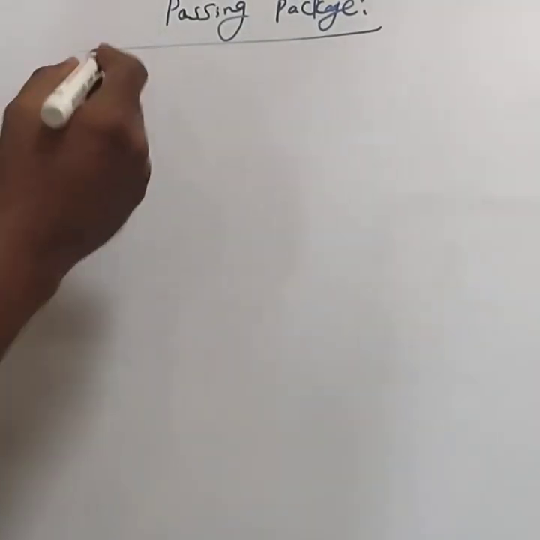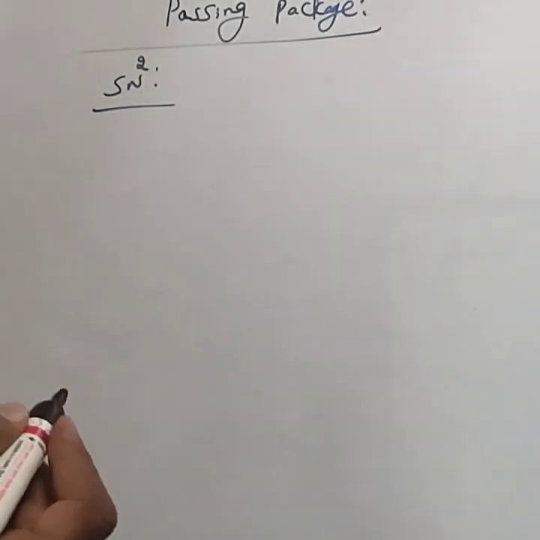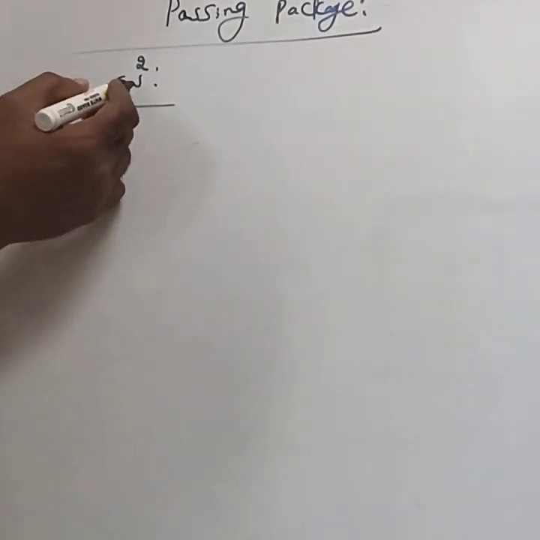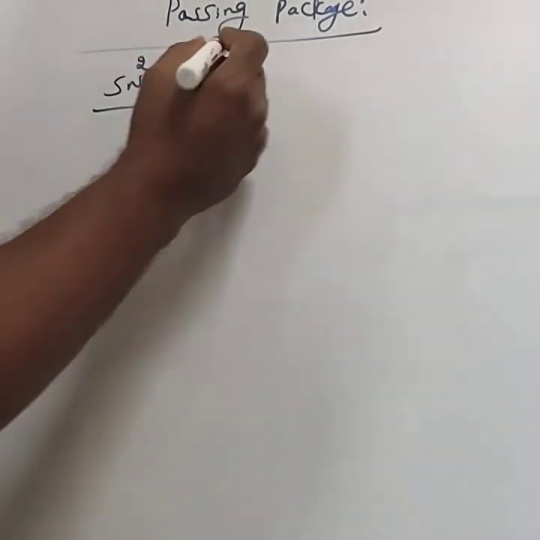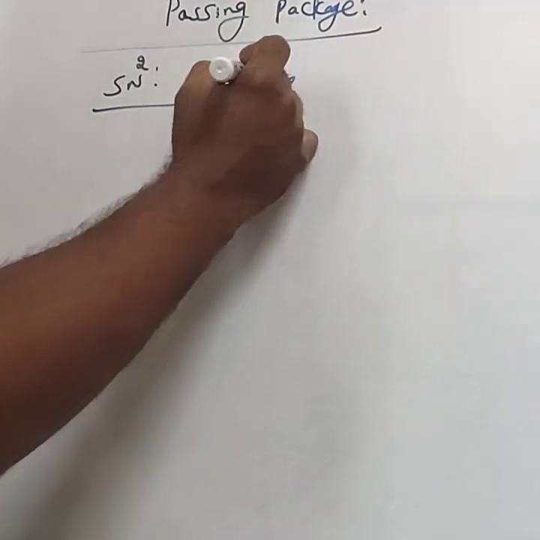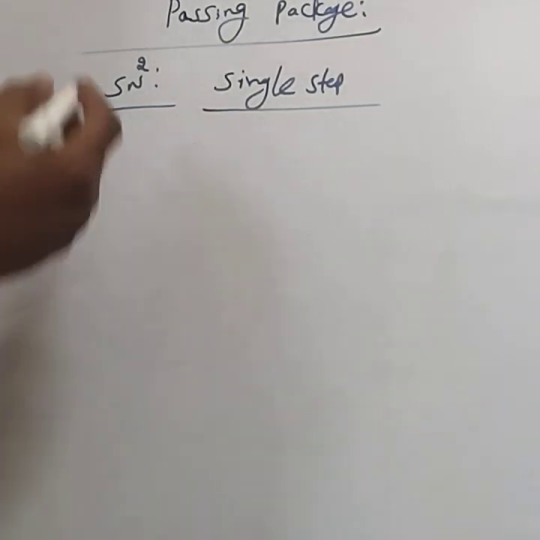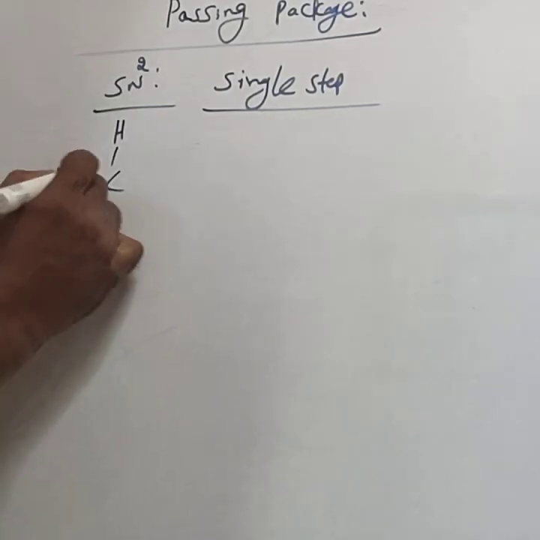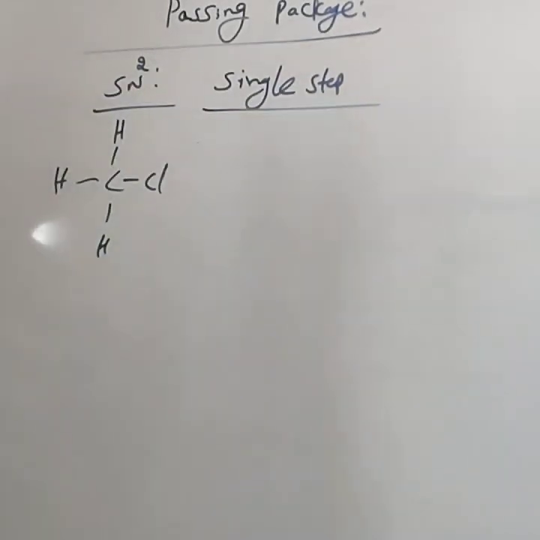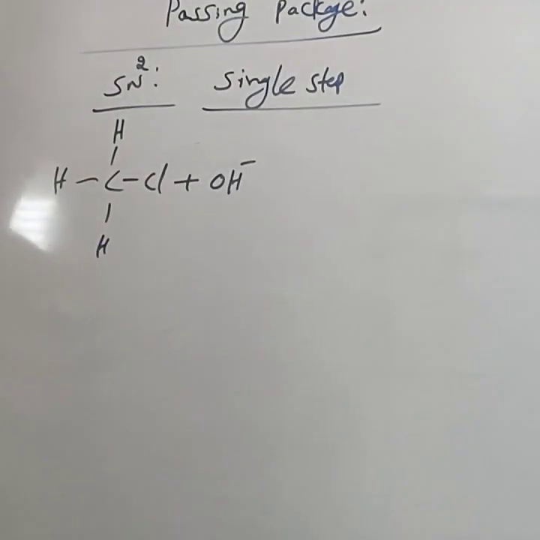Then the second mechanism is the SN2 mechanism. SN2 means substitution nucleophilic bimolecular. The SN2 mechanism involves a single step. It is a single step mechanism. For this SN2 mechanism, you take methyl chloride plus the nucleophile OH minus.